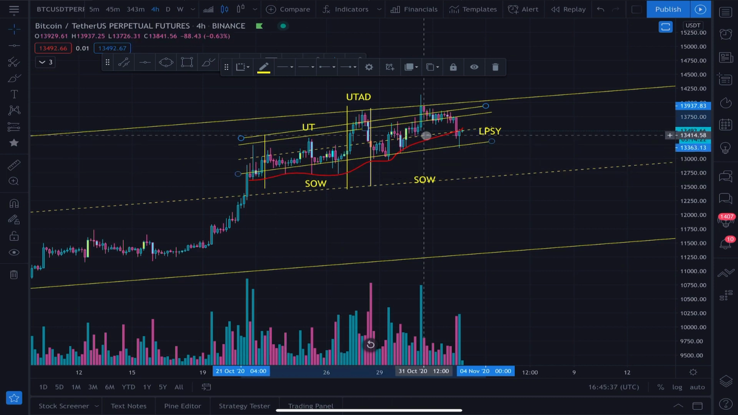This is known as the ICE. So in a distribution schematic, you want to draw a line connecting all of the lows. That's called the ICE. And then in an accumulation schematic, you want to draw a line along all of the highs, and that's called the creek.